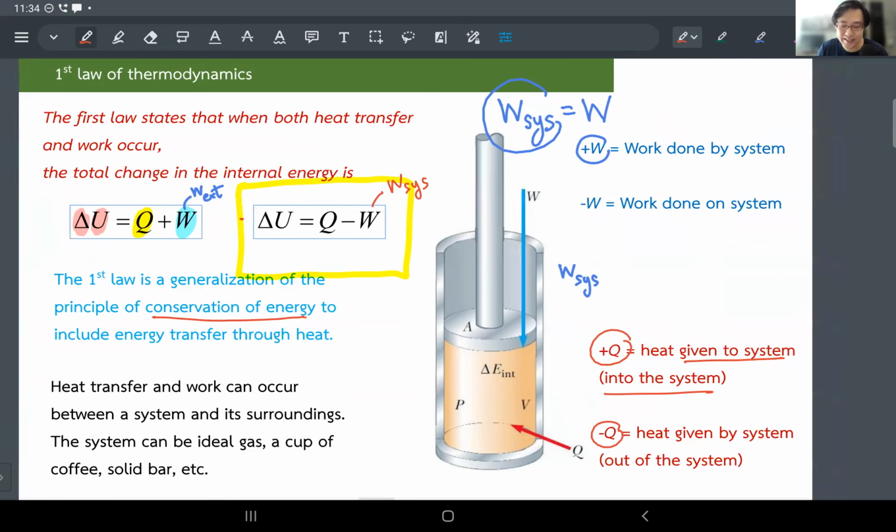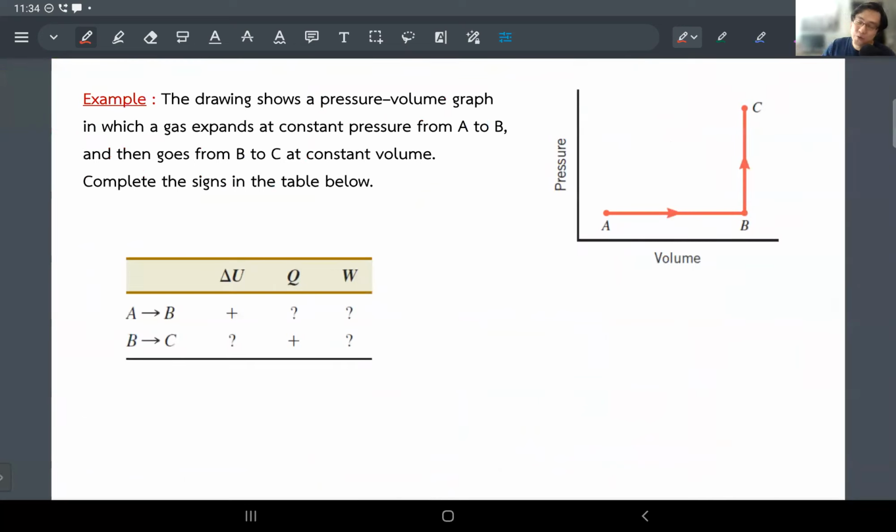Okay, guys, let's practice. Let's do a basic thing now, and this will take everything that you have learned. Let's start with just the sign. The drawing shows a pressure-volume graph in which a gas expands at constant pressure from A to B, and then goes from B to C at constant volume. Complete the signs in the table below, guys.